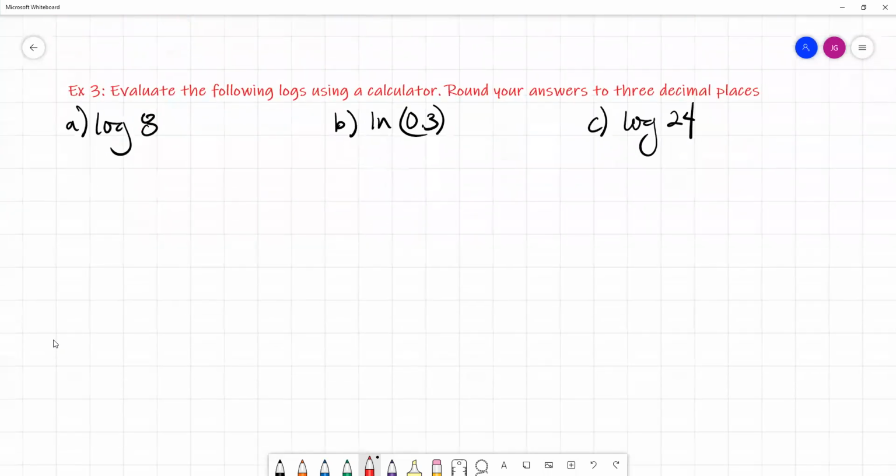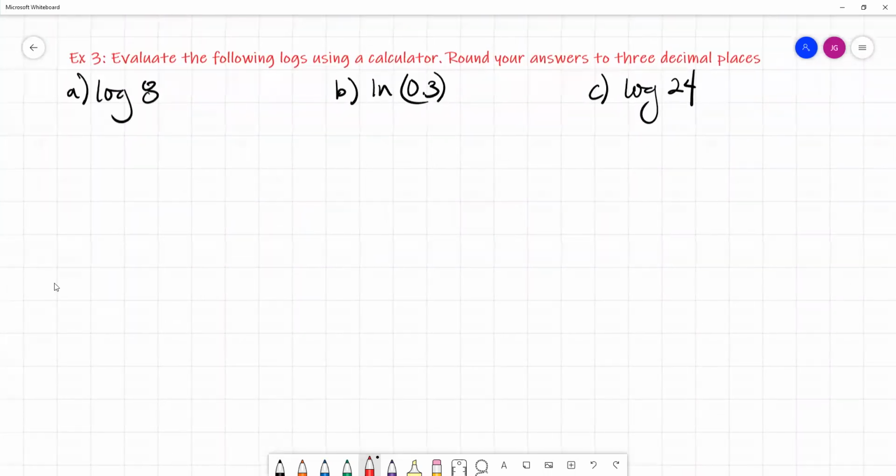And now the last set of examples for this section, let's evaluate some of these with a calculator. Round your answers to 3 decimal places. Let's first talk a little bit about why we're using a calculator here. Why can't we just do it by hand? Aside from it's easier, notice this first one, it's log 8. That's log base 10, since we don't see a base there. It's equal to what? If I do my little circle trick, 10 to what power is 8?